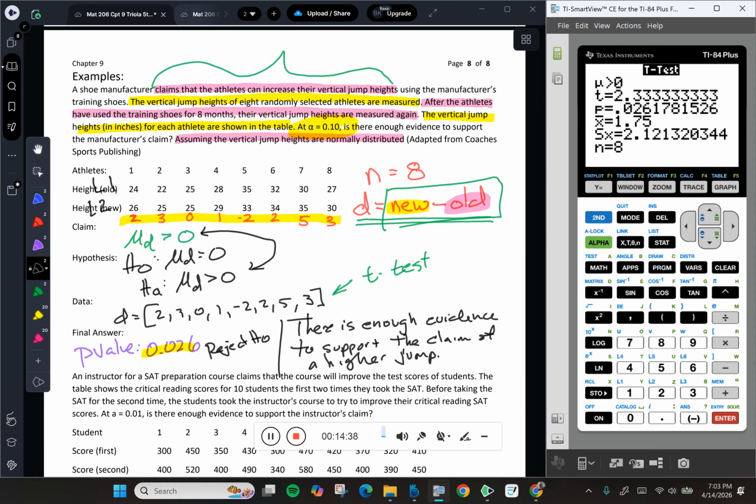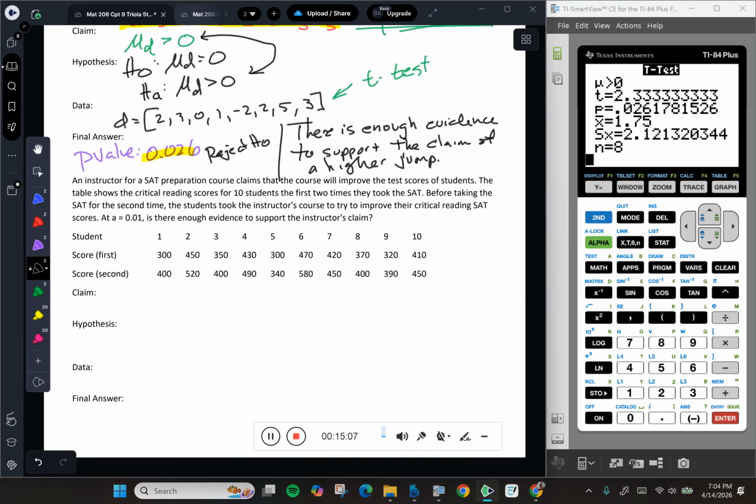So why would I do that? I don't know. If D was hard to figure out, like if the numbers were ugly, it might be easier to let the calculator do the work. Or if it was a really, really big data set, it might be easier to let technology do the work. But in general, whether you calculate D by hand or let the calculator do that for you, it doesn't matter. It can be solved either way. Okay? All right. Let's try another one and just make sure.